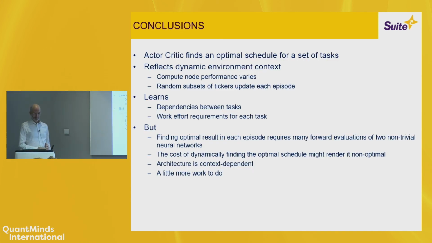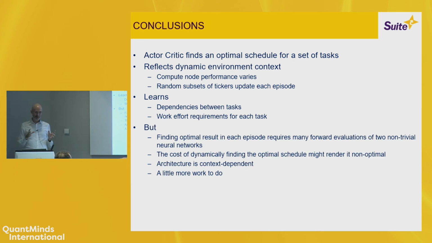In conclusion, the actor-critic that we used finds a solution pretty well for distributing the set of tasks. It reflects a dynamic environment context where the compute node performance varies, and there are random subsets of tickets being updated at any time. It learns the dependencies between those tasks. It learns the amount of work effort that's required for each of those tasks. But in reality, finding the optimal result in each episode requires many forward evaluations of two neural networks, which are non-trivial. And so the cost of dynamically finding the optimal schedule renders it a little bit non-optimal.